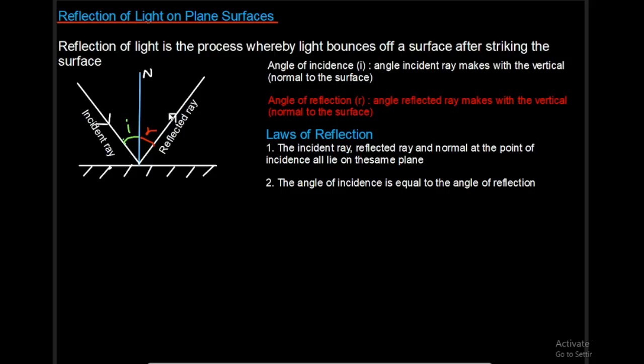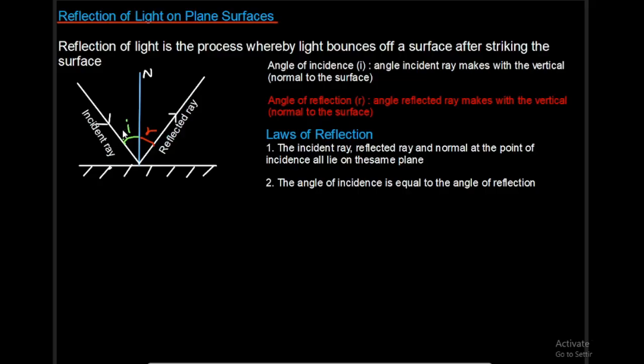Now we also have what we call our angle of incidence. The angle of incidence is the angle the incident ray makes with the normal to the surface. Every surface will always have a normal. The normal is just a straight line that is perpendicular to the surface. So this is our surface, and this is the line that is perpendicular to it. That's the normal to the surface. So the angle of incidence is the angle the incident ray makes with the normal.